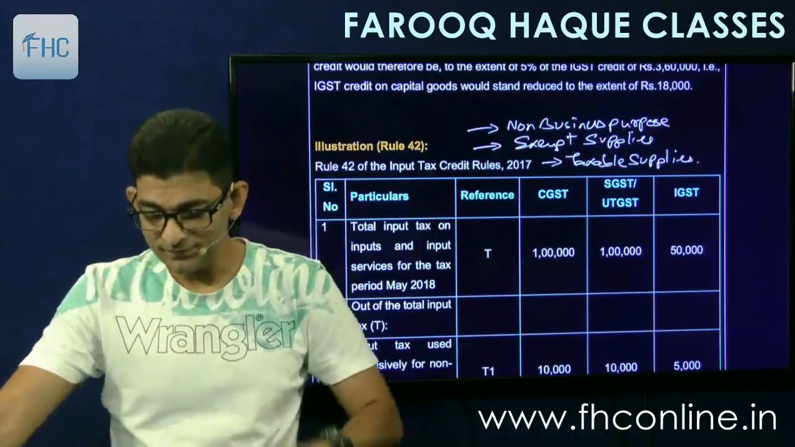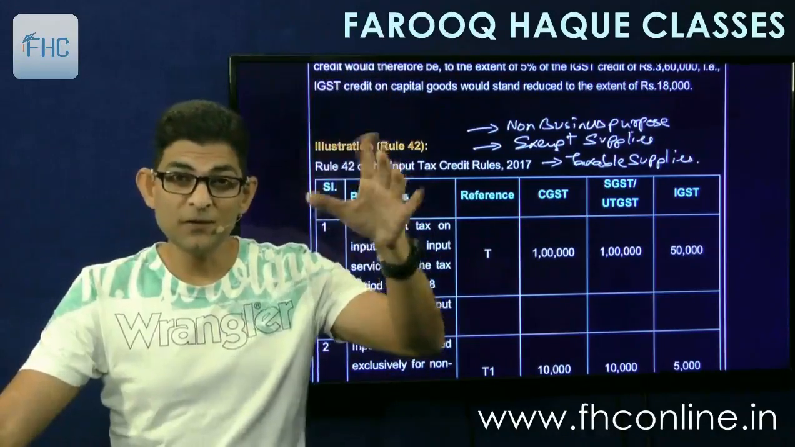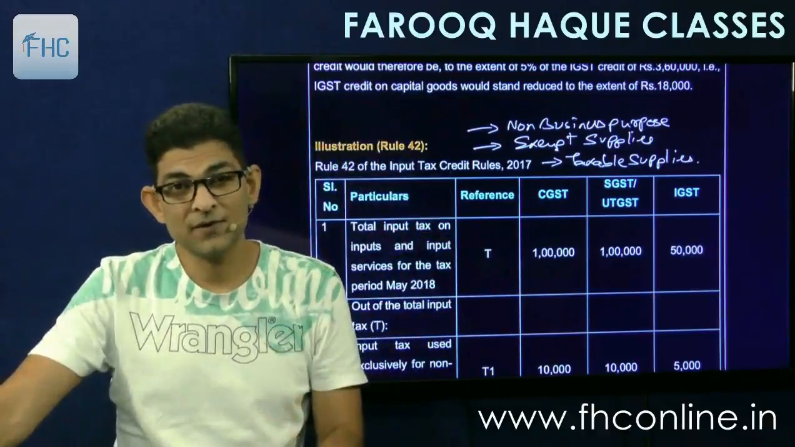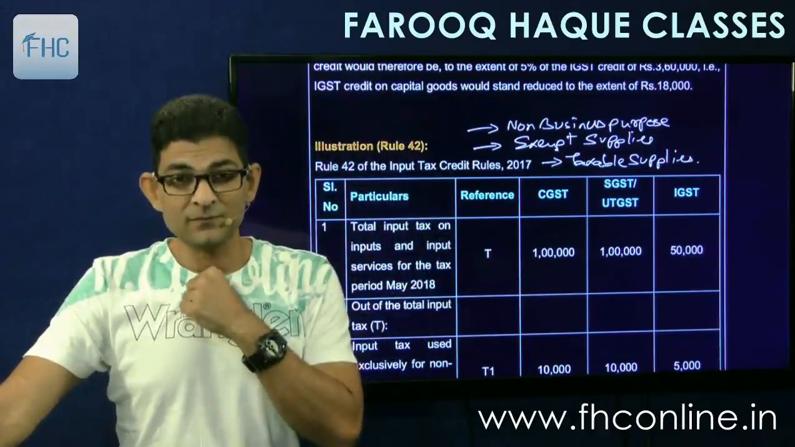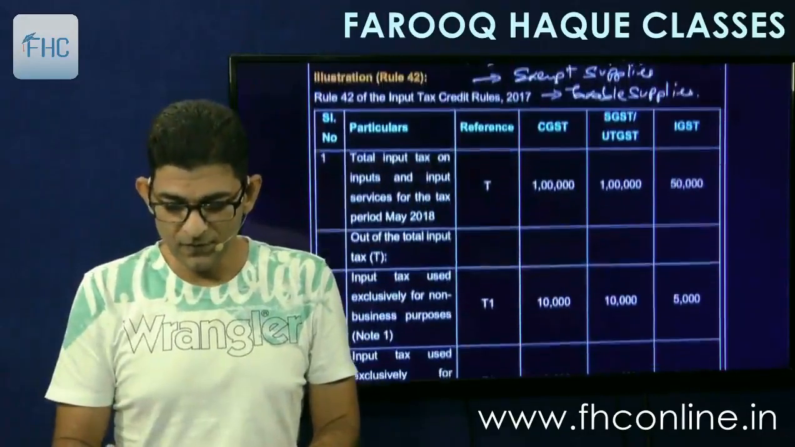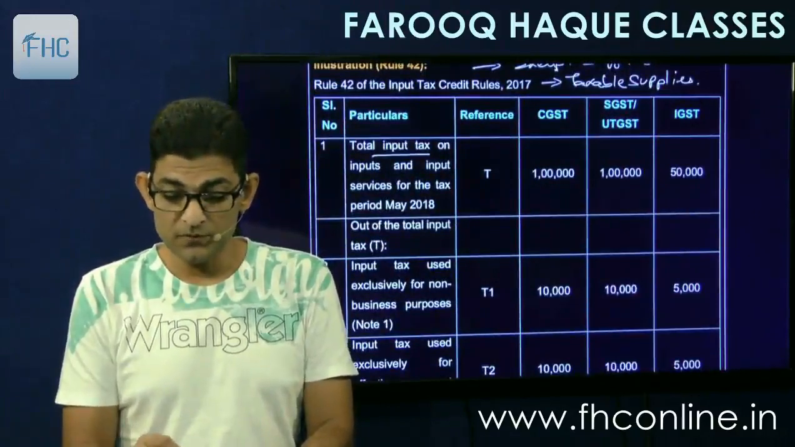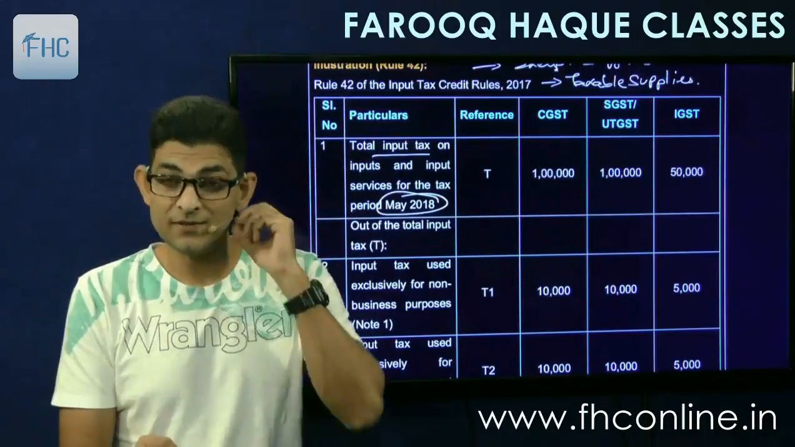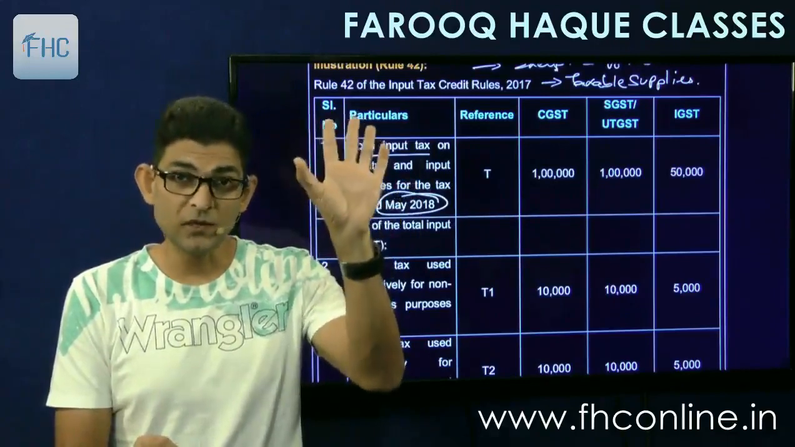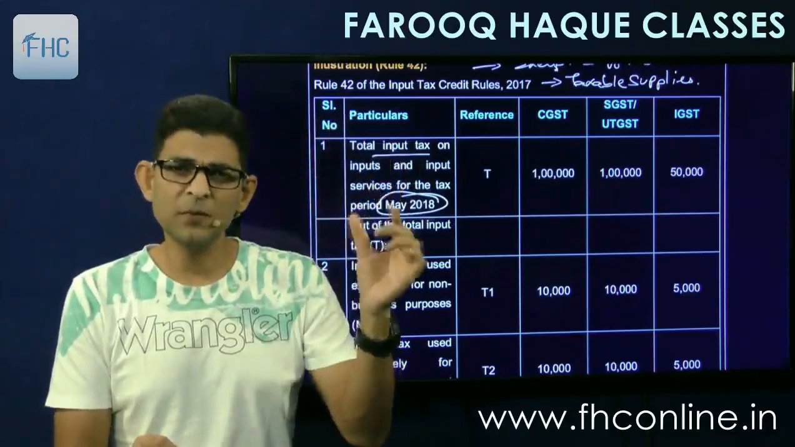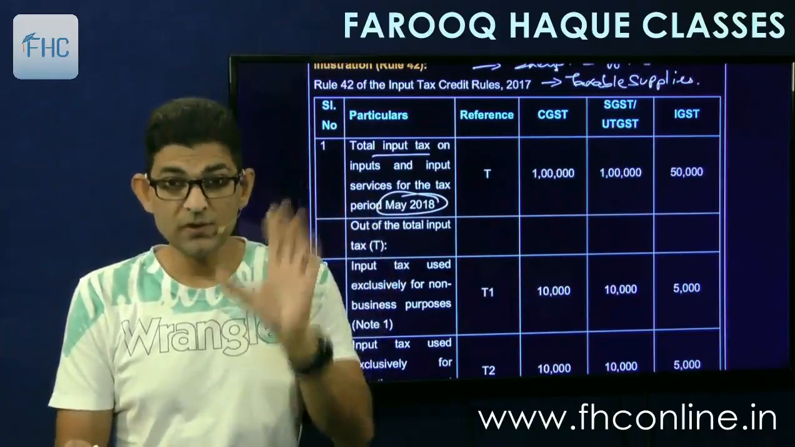Let's see. So this we had seen there, all those T's, T1, T2, T3, T4, and then common divided in the proportion of E upon F, right? So that is the point. Very simple calculation. Let's see. Firstly, it is given total input tax on inputs and input services for the tax period May 2018. So this calculation is to be done for every month first, and then at the end of the year you do annual calculation. Okay, but here the example is given for 1 month only. That's good. So for May 18, this is T, the total input tax.